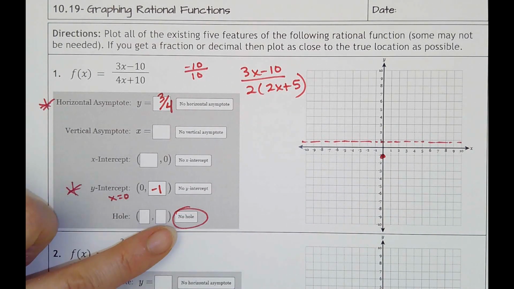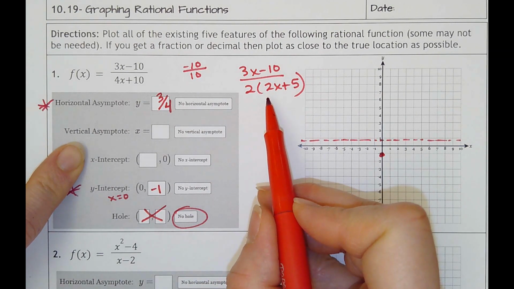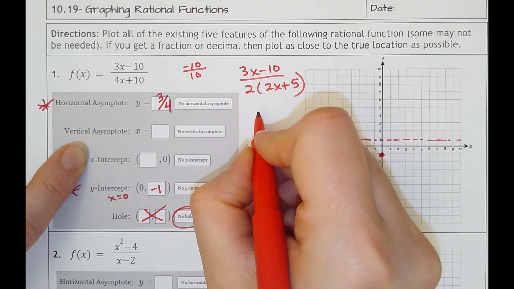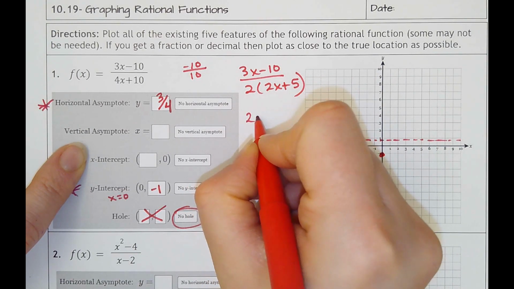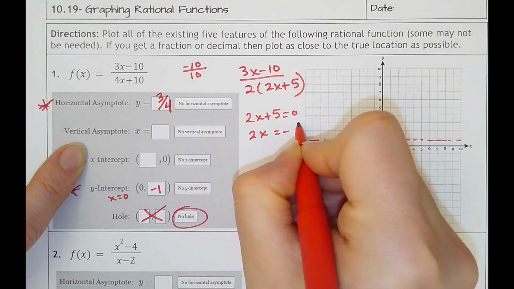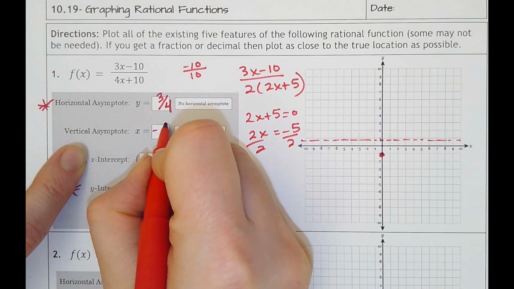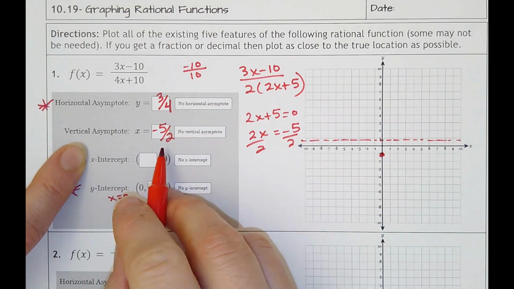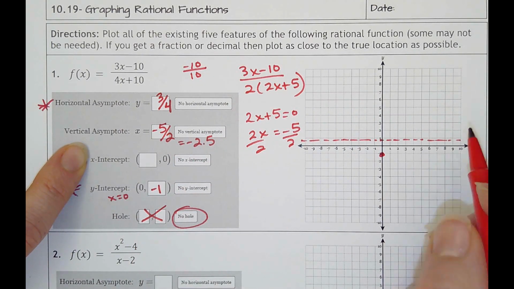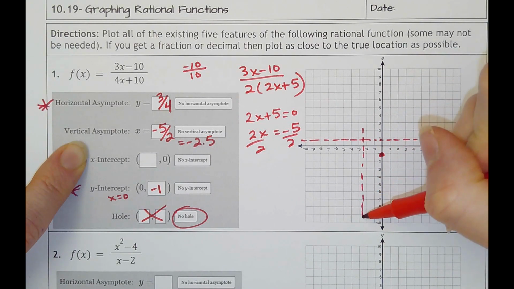Okay, and then the vertical asymptote is when you take the denominator and set it equal to 0, because remember we can't have it be 0 on the bottom. I don't really need to worry about the 2. I'm just going to take the part with x, set it equal to 0, subtract the 5 over, divide by 2. So -5 halves is my vertical asymptote. That's the same as -2.5. So I'm going to make that as well. -2.5 would be a vertical line like that.